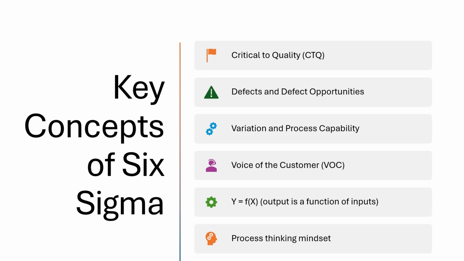So, the key concepts here are critical to quality, which is CTQ, defects and defect opportunities, variation and process capability, voice of the customer, which is VOC, Y = f(X), and then process thinking mindset. These are the key concepts of Six Sigma.